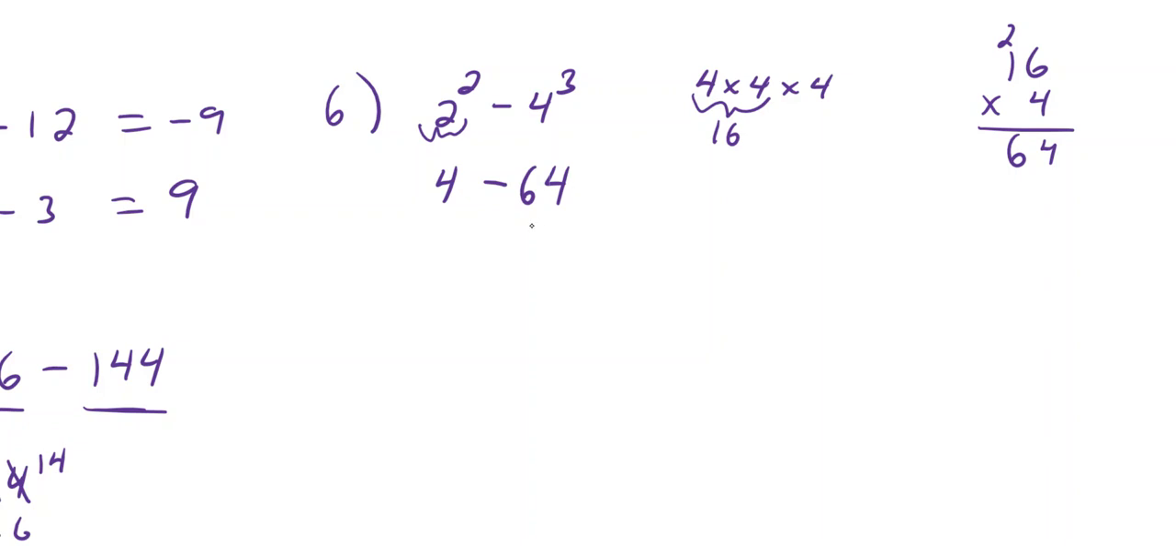This is going to be the same thing as just going 64 minus 4. You probably don't need to write it out in this one. 64 minus 4 is really just 60. So this was really negative, though. Negative 60, right? 4 minus 64.